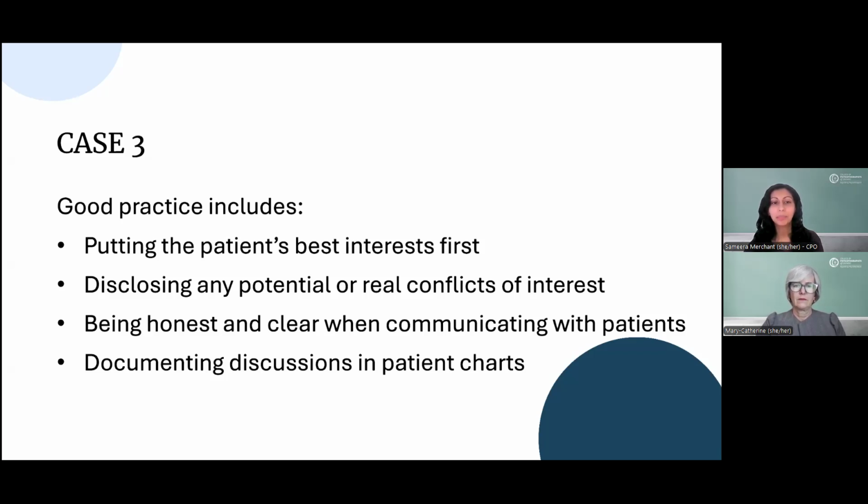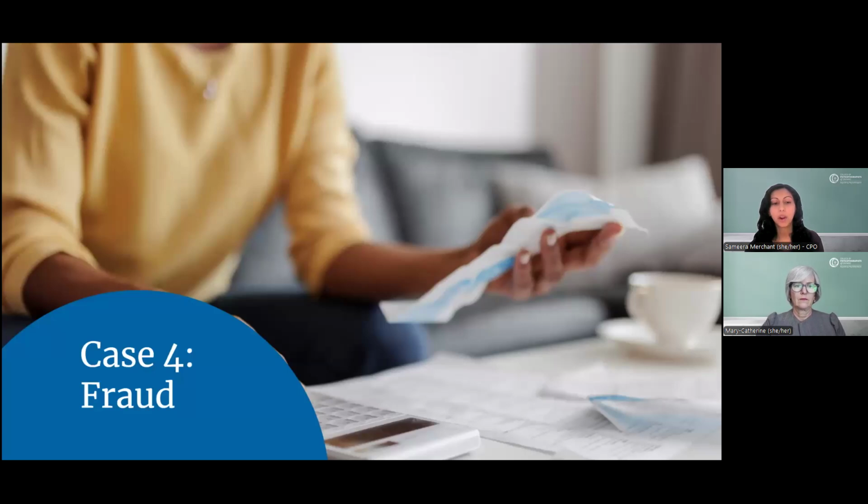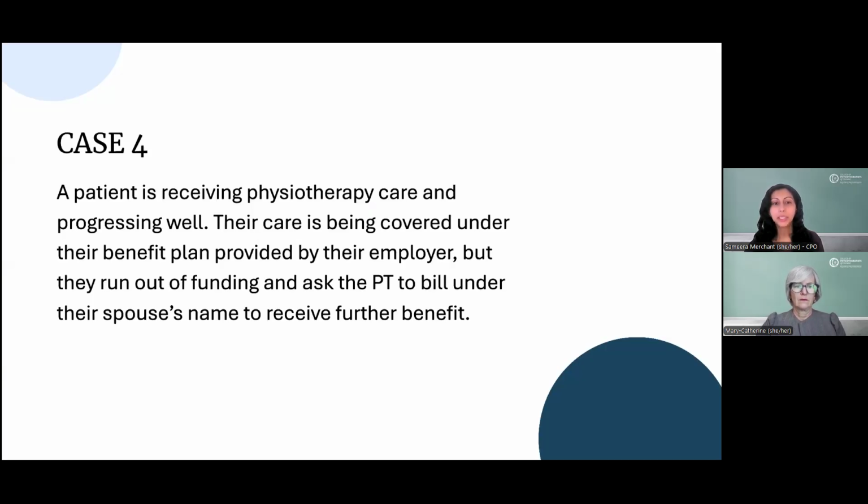Let's continue to build on good practice by looking at a fourth scenario focused on billing practices. Case 4, fraud. A patient is receiving physiotherapy care and progressing well. Their care is being covered under their benefit plan provided by their employer. They have access to $500 a year for physiotherapy care. They run out of funding and ask the PT to bill under their spouse's name for their care. Mary-Catherine, how could the PT ensure good practice in this scenario?